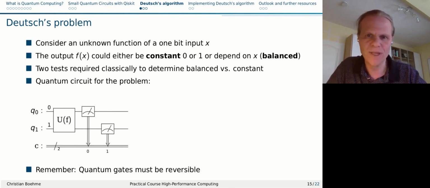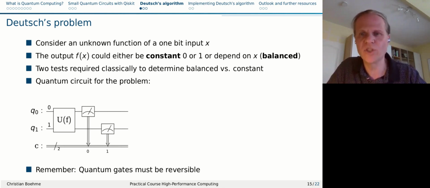And the problem is this. Think you would have a function of 1 bit, right? There are basically 4 things you can do to a bit. You can set it constantly to 1, you can set it constantly to 0, you can keep it as it was, so 0 stays 0 and 1 stays 1, or you can negate it with NOT, so then 0 becomes 1 and 1 becomes 0.